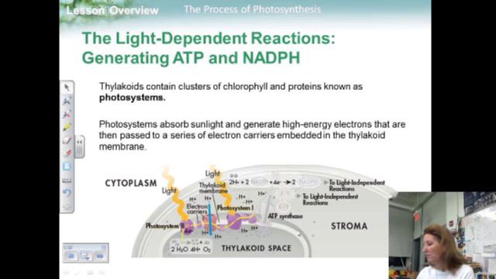There is a photosystem 1 and a photosystem 2. Photosystem 2 actually occurs before photosystem 1 because photosystem 1 was named first. It was discovered first. But don't worry about that. Just remember that photosystem 2 comes first.